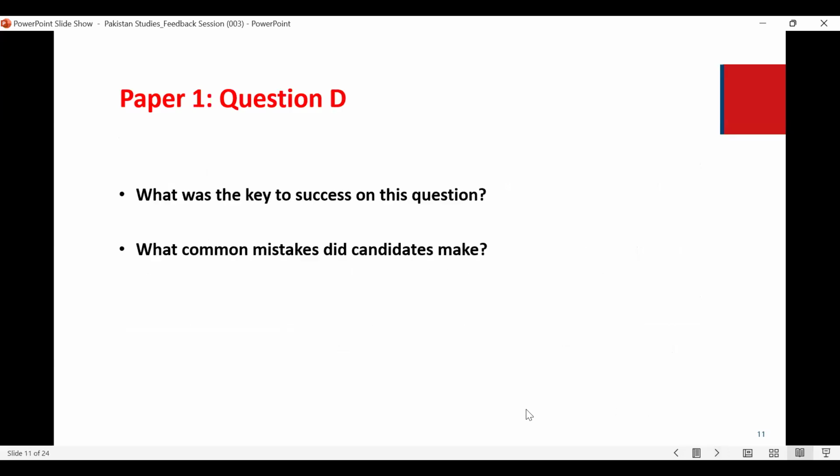So let's have a look at the key to success for a D question. I'll give you a minute or so to have a think about this. And then we'll have a look at what successful candidates did.